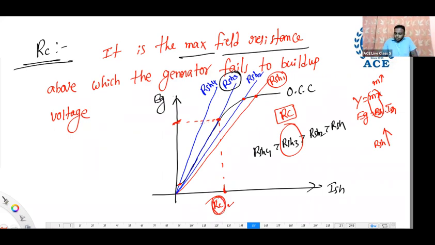Okay, so critical field resistance is the maximum resistance. Above that, the generator will not build any voltage.